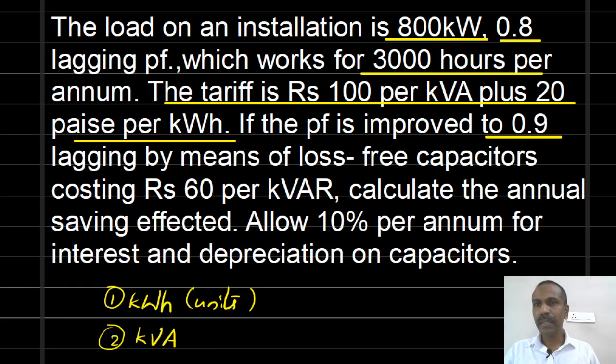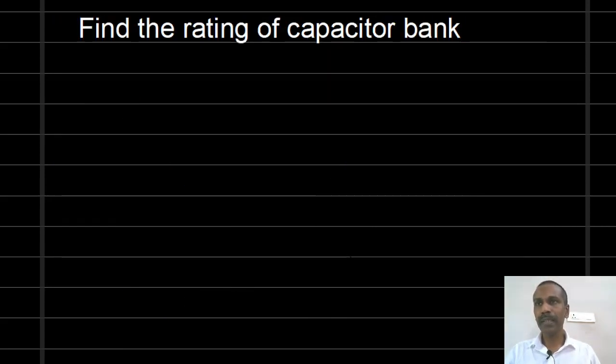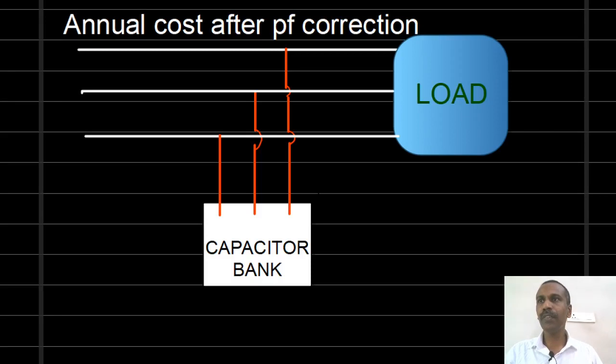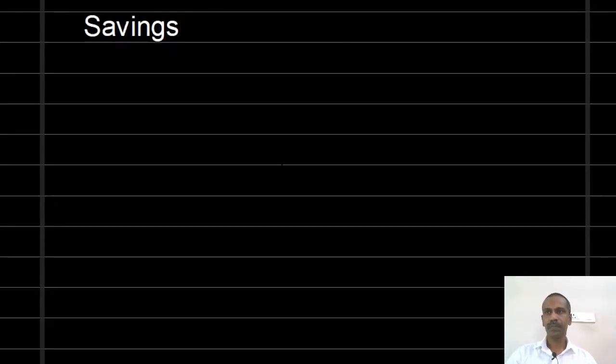The cost of capacitor bank is given as rupees 60 per kVAr. And the annual depreciation of the capacitor bank is 10%. First of all, we will find out the rating of the capacitor bank in order to improve the power factor. Then we will find out the annual cost before power factor correction, that is, his electricity bill before connecting the capacitor bank. Then we will find out his electricity bill after connecting the capacitor bank. Then we will find out if there is any saving in his electricity bill. This is what we are going to do in this problem.